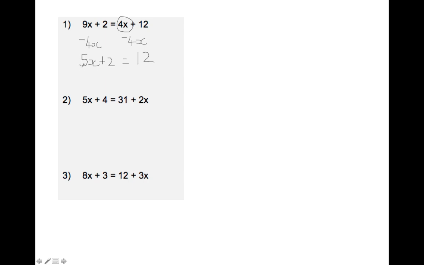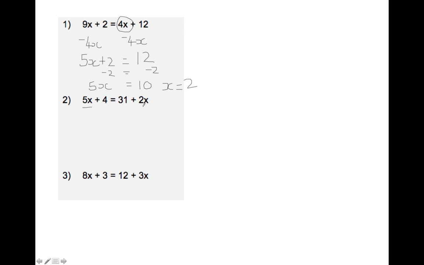I want 5x on its own. I've got a plus 2. Do the opposite. And if I take 2 away from that side, I need to take 2 away from this side. And on this side, I will end up with just the 5x. And on this side, I will end up with 12 take away 2 is 10. Now, at the moment, I've got 5 times x, so I need to do the opposite, which is dividing by 5. So x equals 10 divided by 5, which is 2. Let's have a look at the next one.